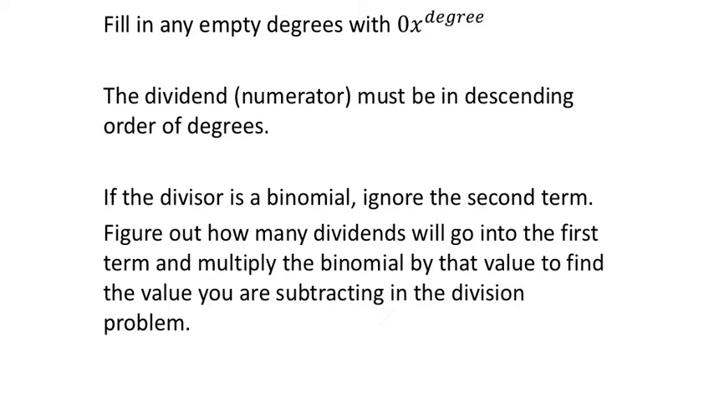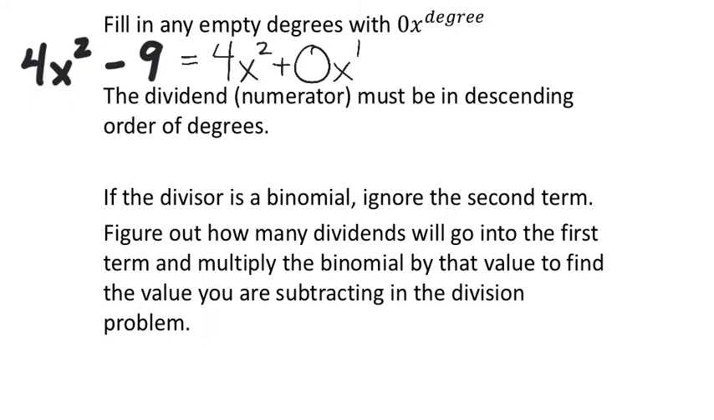Fill in any empty degrees with 0x to some degree, whatever the degree is. I'll demonstrate this first part. It says fill in any empty degrees with 0 times x to whatever the degree is. So if you look at a difference of squares, if you had like 4x to the power of 2 minus 9, it's missing a degree, right? You have a degree 2, you have a degree 1, which isn't shown, and then you got this 0 degree term. What it's saying here is that you could, if you wanted to, rewrite it with that degree in there. So then you would have 4x squared plus, again, you'd show it as 0x, its degree is 1. Again, this is now in descending order, and then you'd have the minus 9 right there.